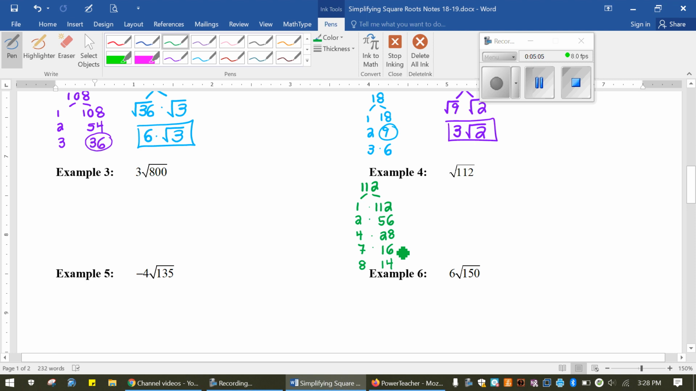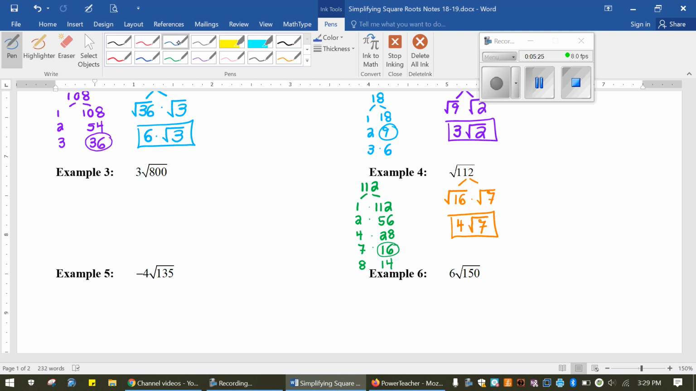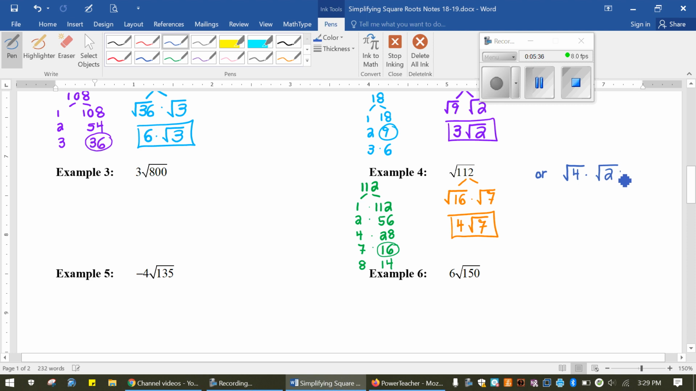So obviously my biggest perfect square factor is 16. If I broke this up, perfect square factor first, 16 and 7 makes this 4 root 7. I want to show you what would happen if you had chosen to do the 4 instead. If you had not kept going on building your chart, you would have made the square root of 4 times the square root of 28, and then this would have been 2 times the square root of 28.